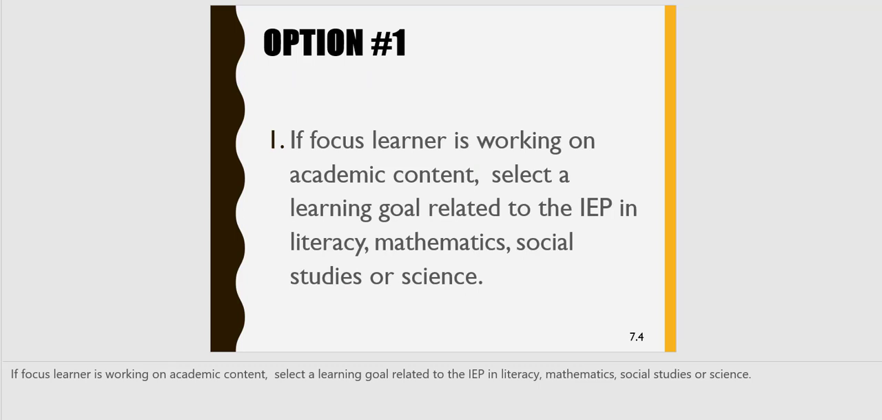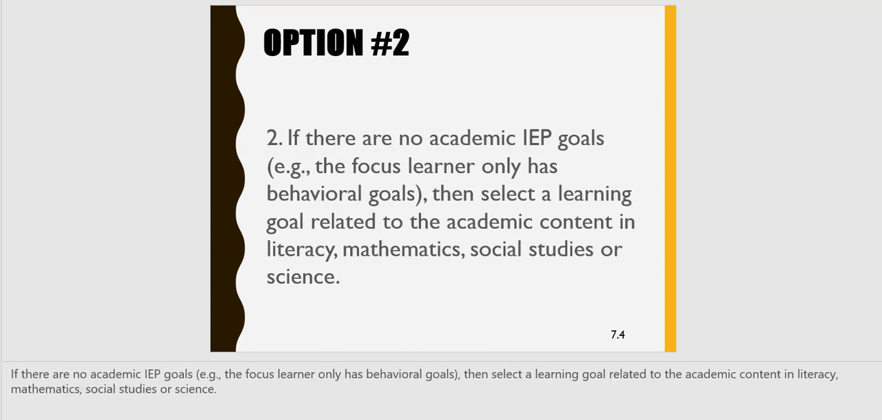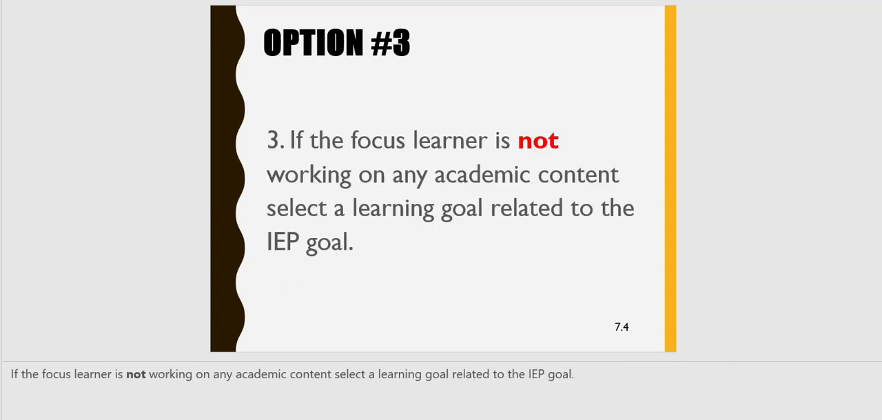Here are your options. Option 1, if the focus learner is working on academic content, select a learning goal related to the IEP goal in literacy, math, social studies, or science. Option 2, if there are no academic IEP goals and the focus learner only has behavioral goals, then select a learning goal related to the academic content in literacy, math, science, or social studies.